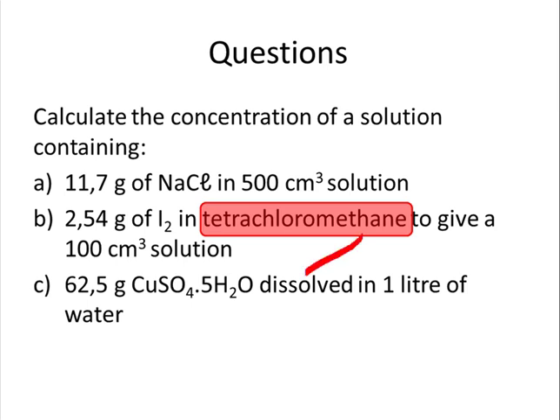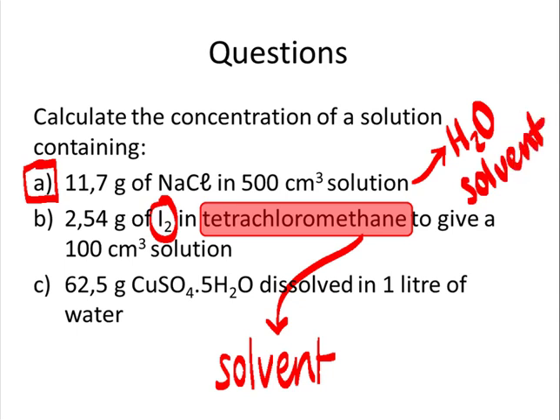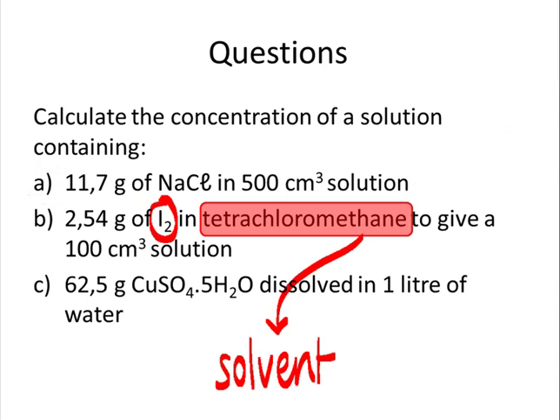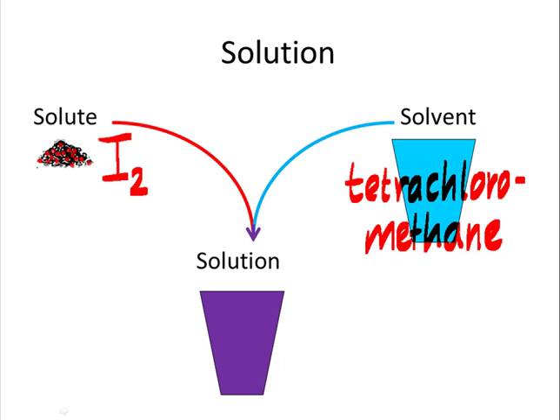Now this tetrachloromethane mentioned here might confuse you. That is the solvent, because iodine doesn't really dissolve in water. So for our previous question, which said what's the concentration of sodium chloride solution, it just assumed that our solvent was water. It didn't name it because, well, sodium chloride dissolves in water and we often use water to make solutions. But now iodine doesn't dissolve very well in water. It dissolves very well in a substance called tetrachloromethane. So it's just simply named there as the solvent, and you don't need to worry about it in your calculation itself.